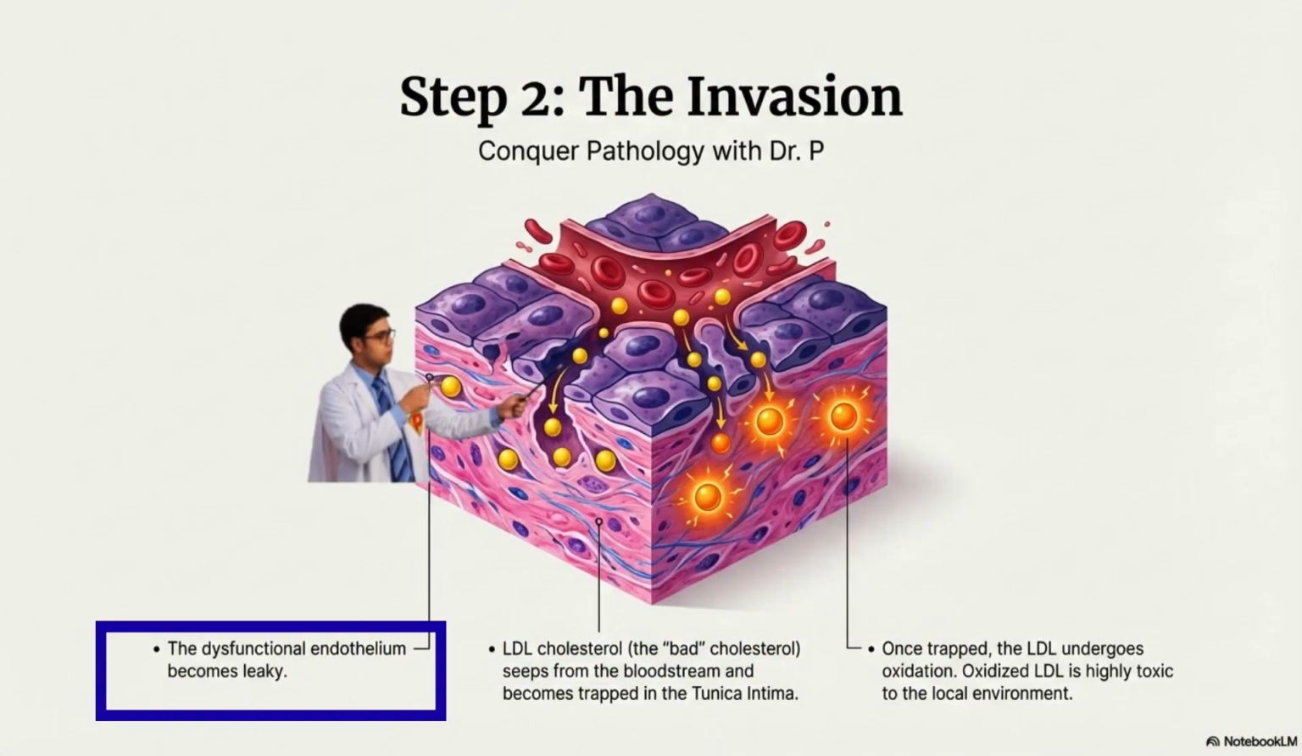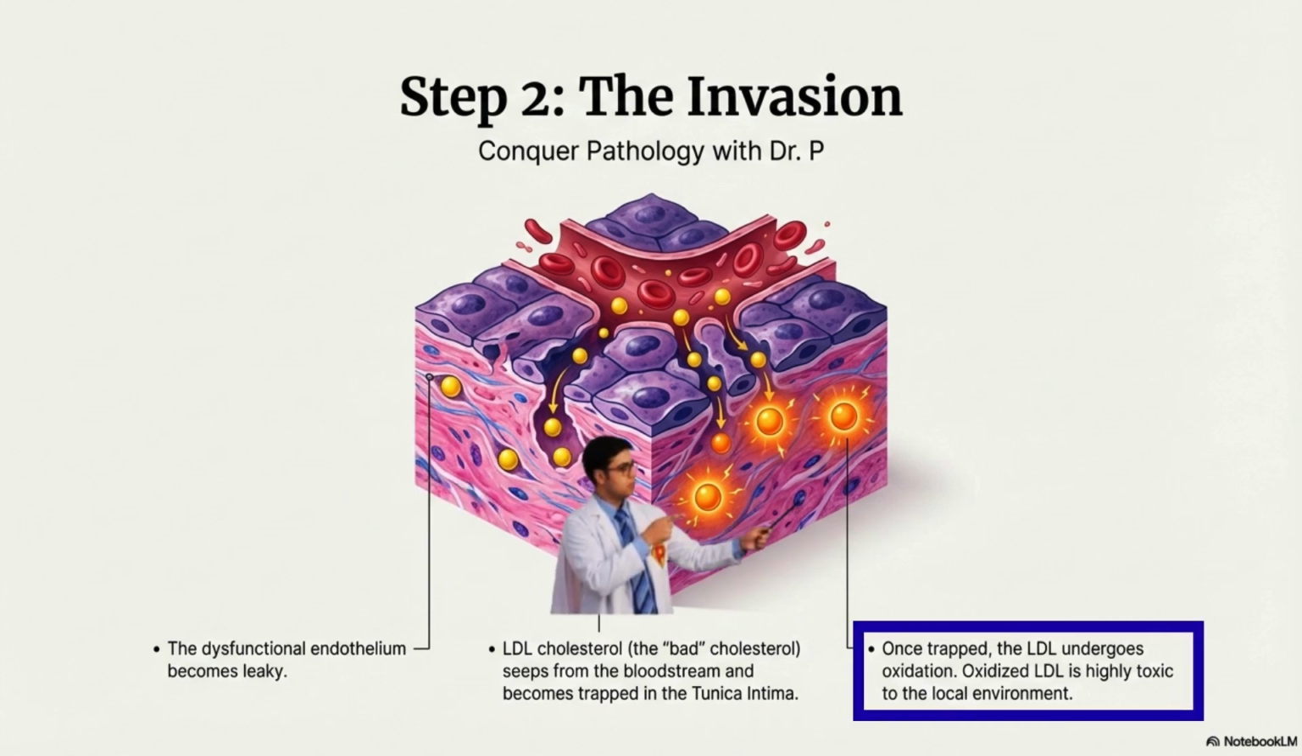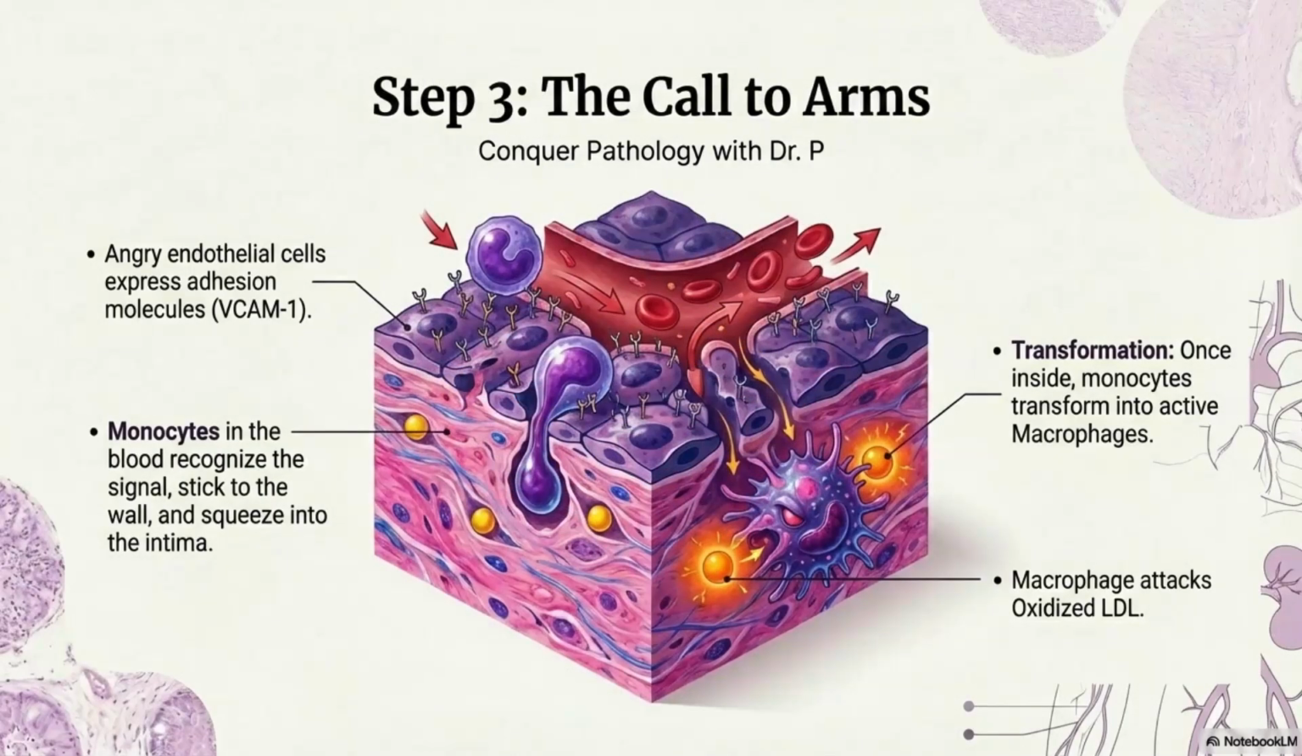The dysfunctional endothelium becomes leaky. LDL cholesterol, the bad cholesterol, seeps from the bloodstream and becomes trapped in the tunica intima. Once trapped, the LDL undergoes oxidation, and oxidized LDL is highly toxic to the local environment. This toxicity leads to step 3, the call to arms.